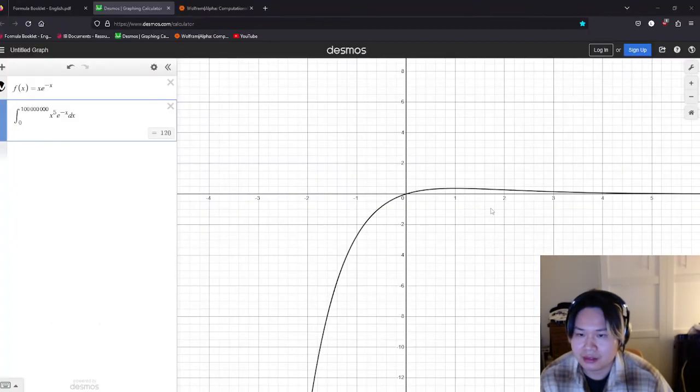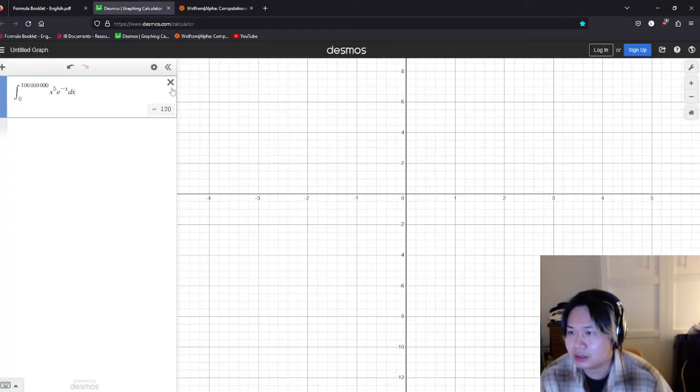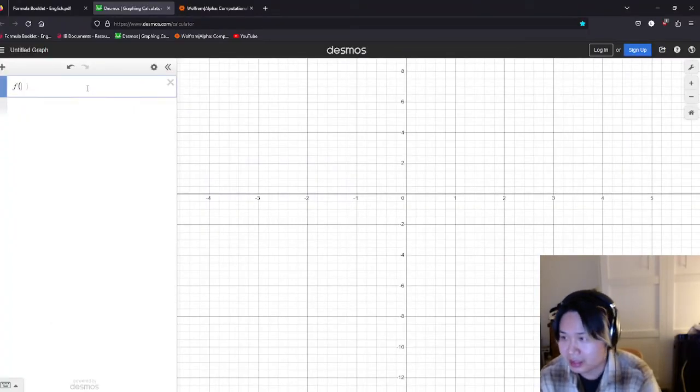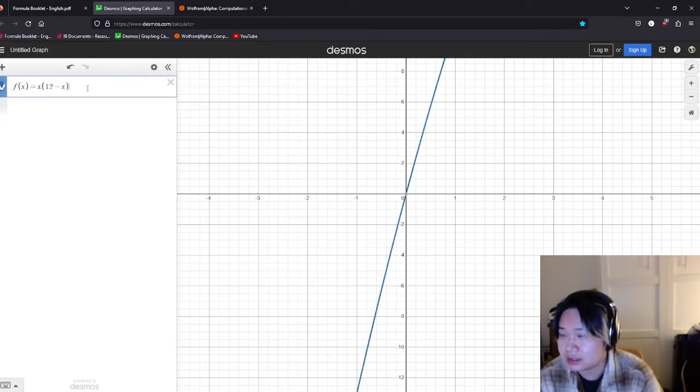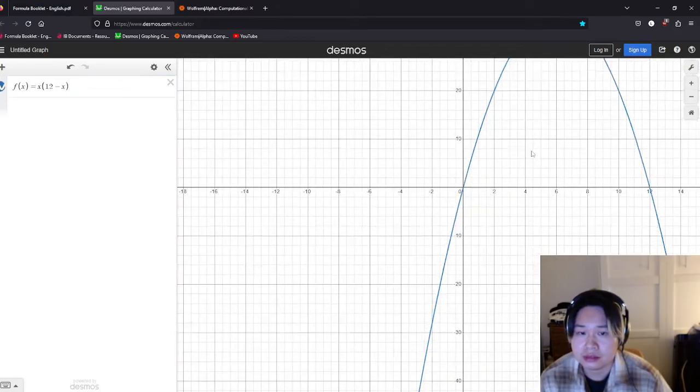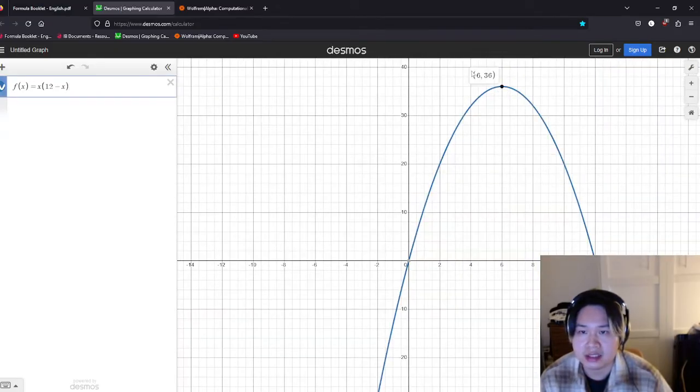When in doubt, if you don't believe me, graph it. f of x equals x times 12 minus x. Right there. 6.